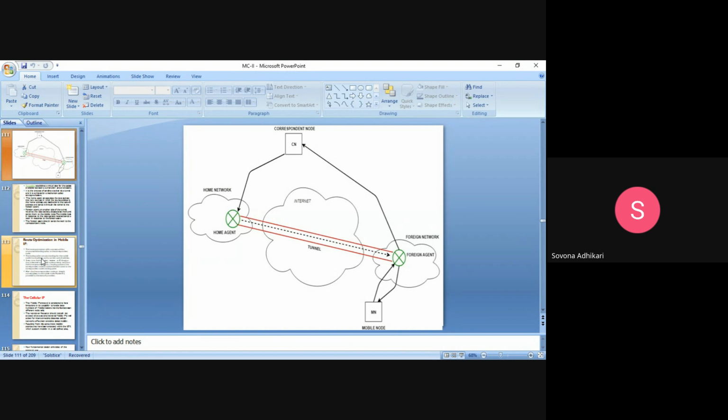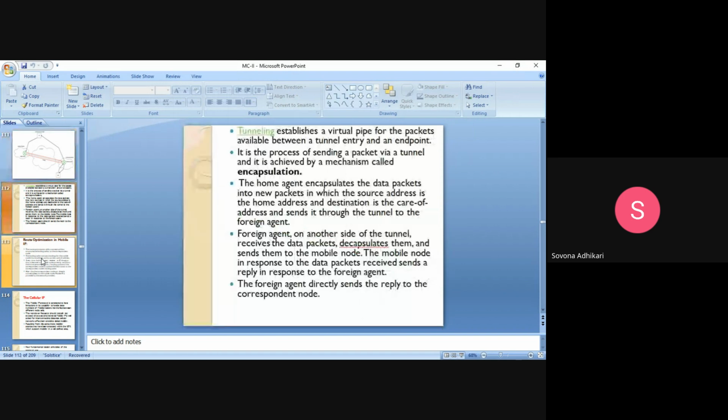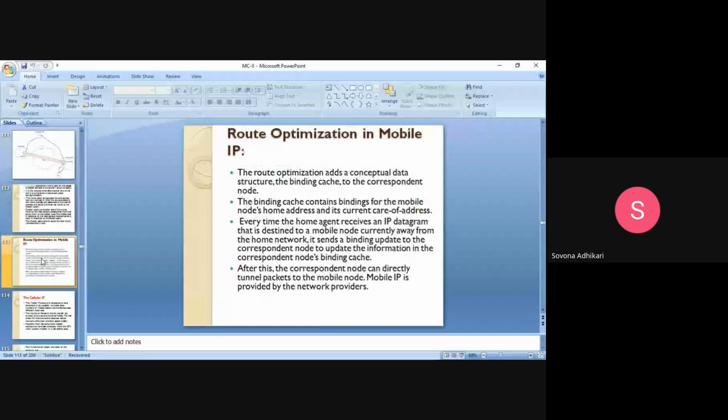So there is the corresponding foreign agent also. There should be a registration agreement between the home agent and the foreign agent. And when the correspondent node sends data, it reaches the home agent, and the home agent, through tunneling, forwards the data to the foreign agent. The foreign agent receives it and delivers it to the MN, or mobile node. The mobile node acknowledges it, and the foreign agent directly acknowledges to the CN. So these are the processes we have discussed. This is the process of mobile IP. The route optimization also we have discussed.